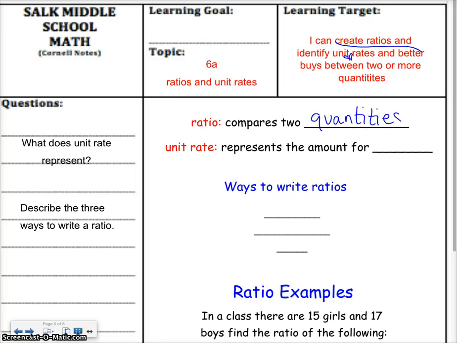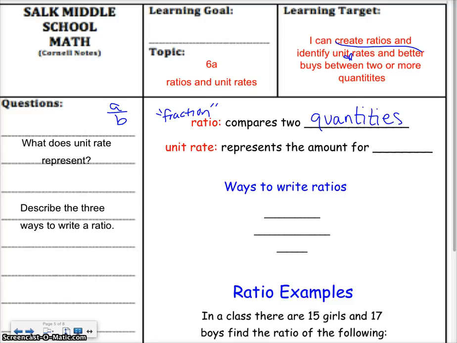A ratio. If you remember back in Unit 2-ish, when we talked about what's a rational number, we defined a rational number as any number that can be written as a ratio, a over b, such that a and b are integers and b doesn't equal 0. Meaning it's a fraction. A ratio is really a fraction that compares two things.